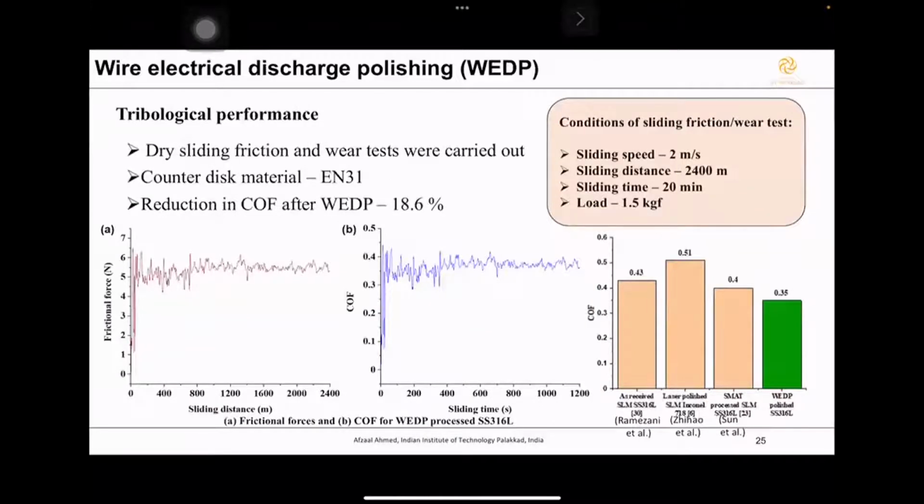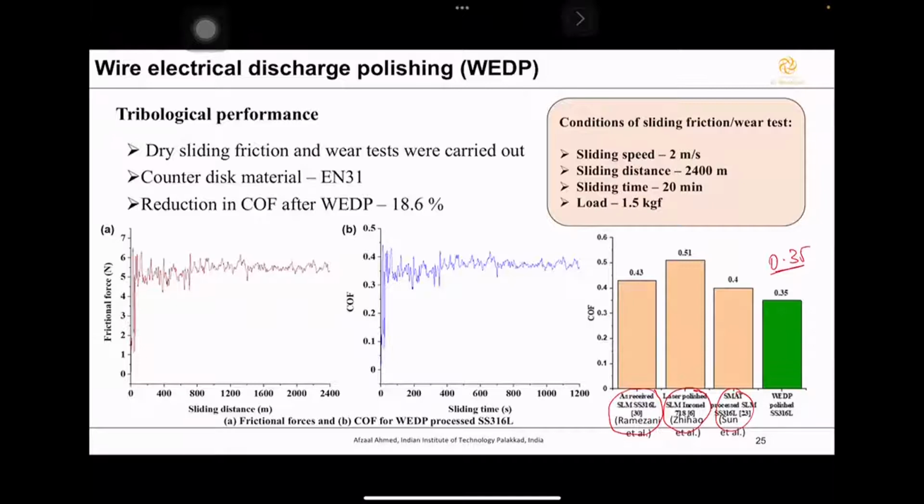Now we tried some tribological testing on the surface as well, and as you can see, after polishing, compared to other processes, the coefficient of friction is minimum at 0.35, compared to processes like as-received SLM, SLM with laser polishing, and SLM with maybe some other process.